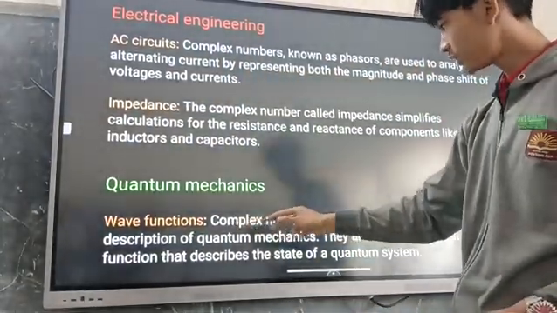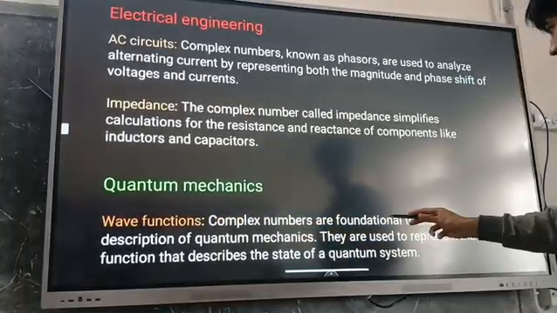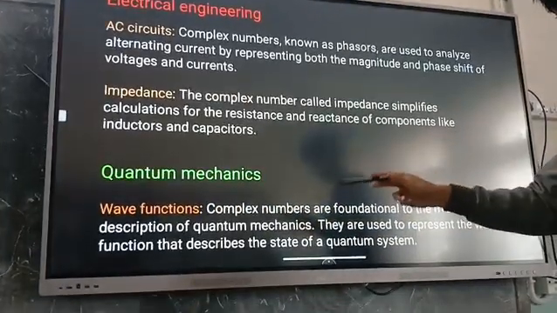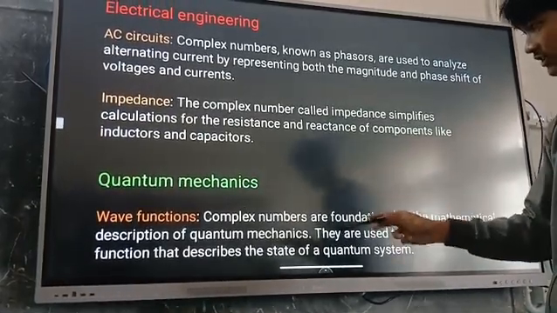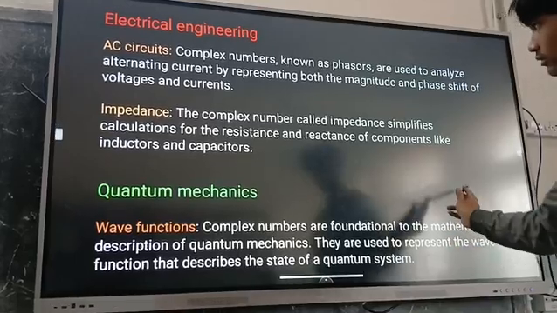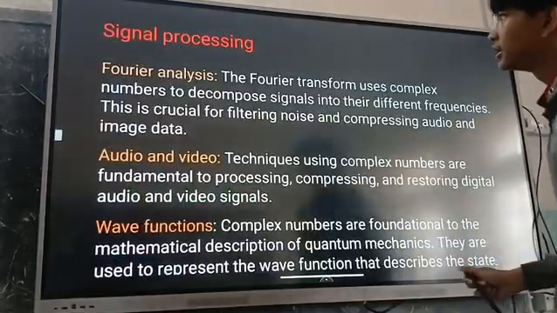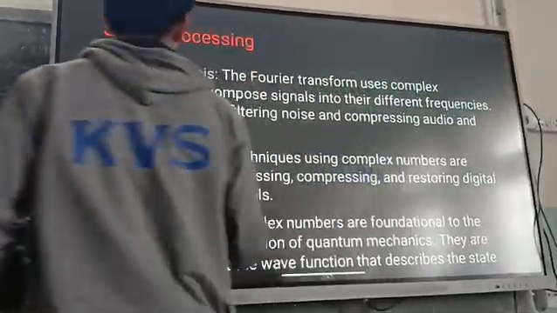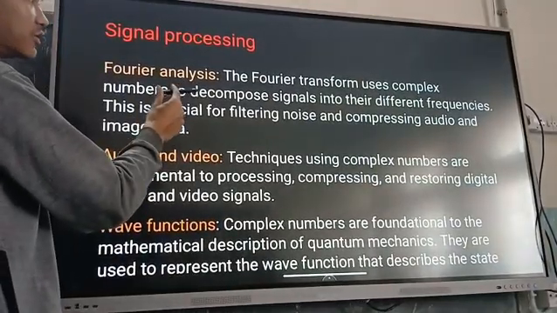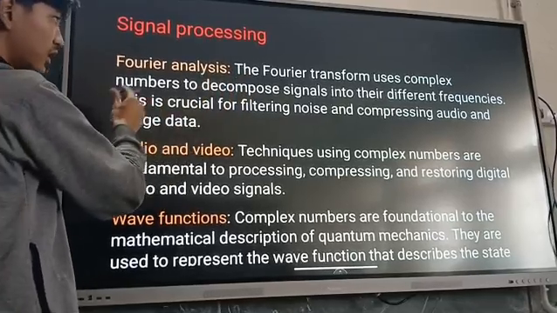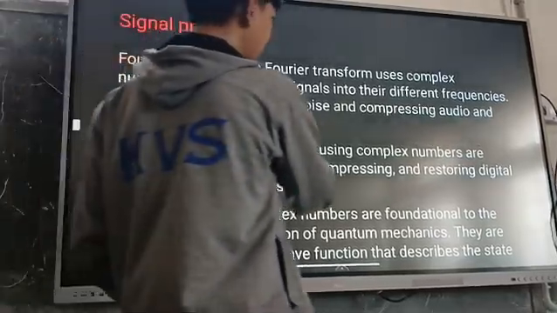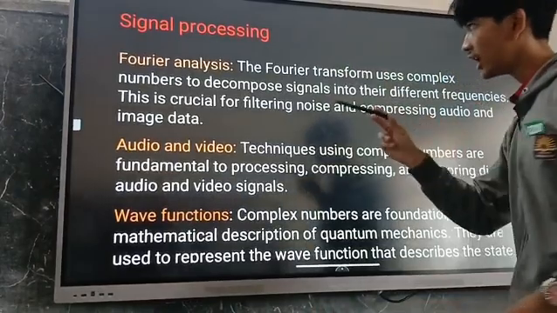In wave functions, complex numbers are foundational to the mathematical description of quantum mechanics. They are used to represent the wave function that describes the state of a quantum system. Next is signal processing, Fourier analysis. The Fourier transform uses complex numbers to decompose signals into their different frequencies. This is crucial for filtering noise and compressing audio and image data.